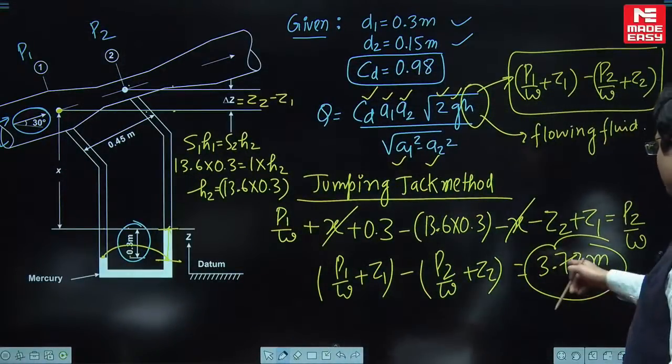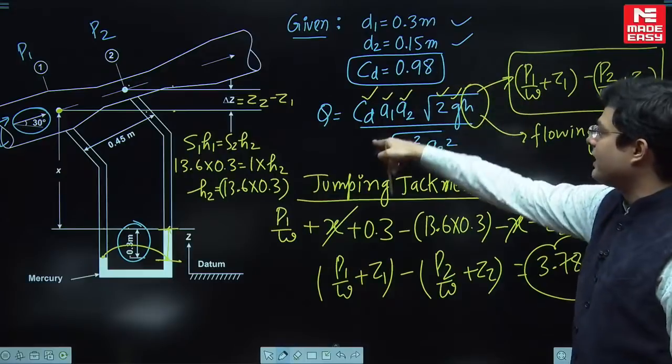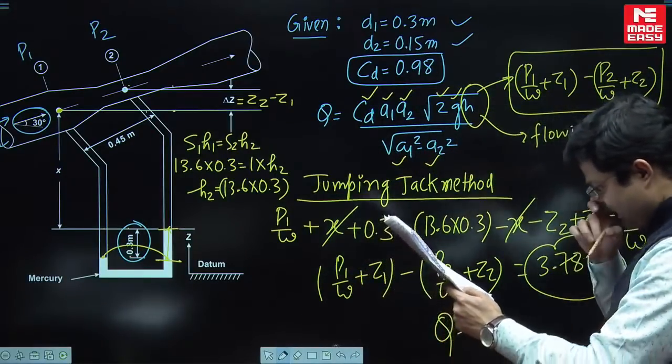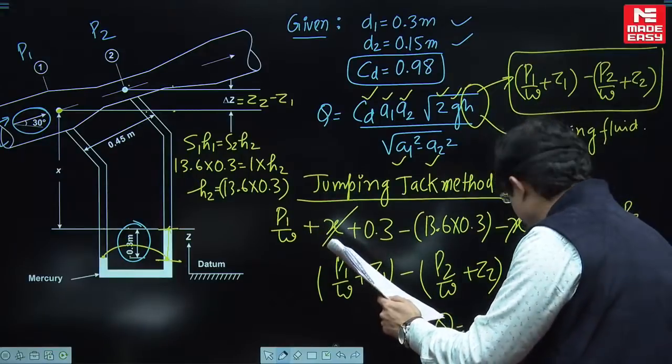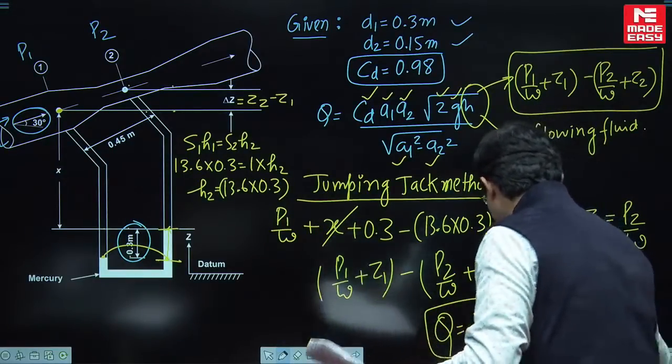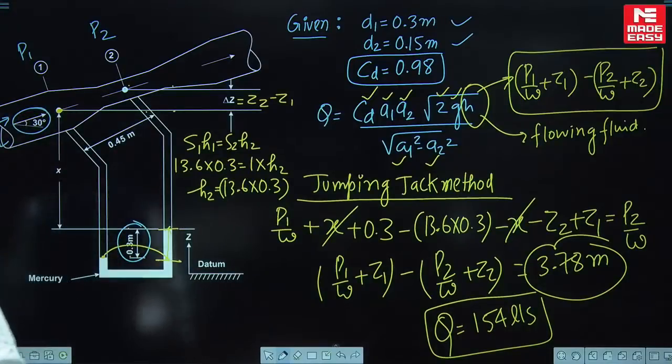Now it's very simple. Once you get this, put it in this formula, you get all the values, and finding the value of discharge is your responsibility. Discharge will approximately come out to be 154 liters per second, and that's your answer. I hope some of you would have done it. Wonderful.